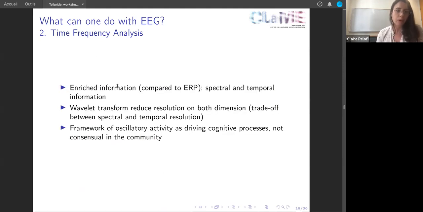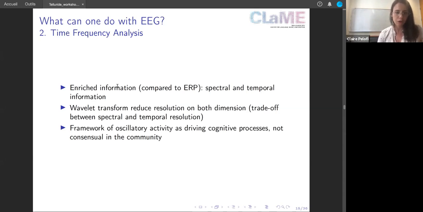Okay. So what can we say about time frequency analysis? When you compare it to ERP, it's an enriched information because it's composed of both spectral and temporal information, whereas ERPs are actually just looking at temporal information. However, the type of transform that you do on the signal, which is typically wavelet transform or a discrete Fourier transform, reduces the resolution on both dimensions, or you have some sort of a trade-off between the spectral and the temporal resolution.